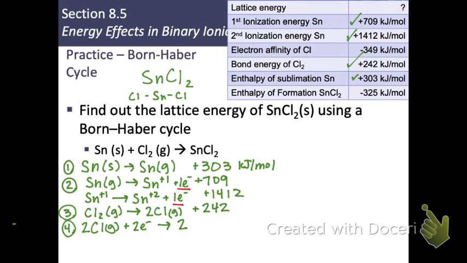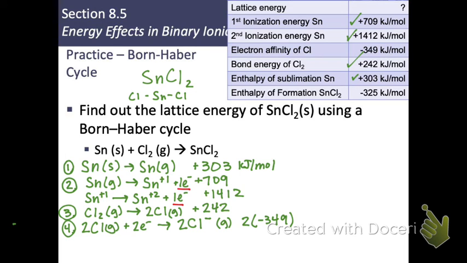Each will get 1 electron, which will leave us with 2 Cl negative ions. How do we feel about that part of it? And then do we multiply? That's right. We take our electron affinity, negative 349, times 2, because we had to do it twice. 2 chlorine atoms both needed an electron, or each needed an electron.